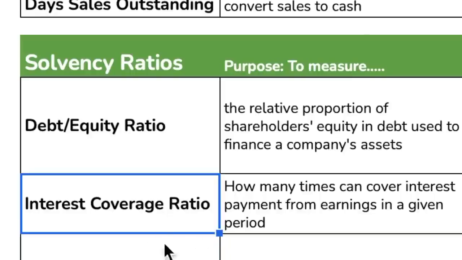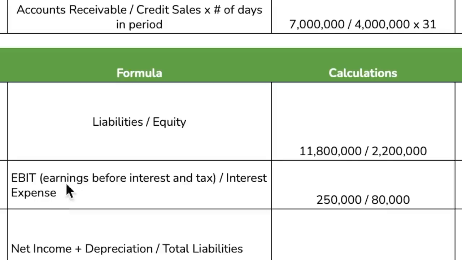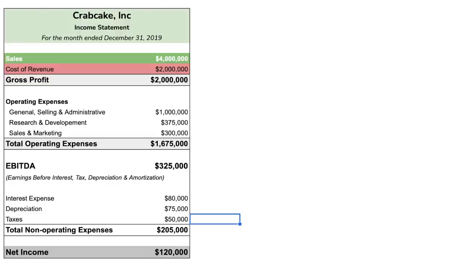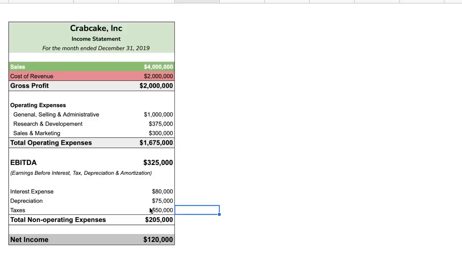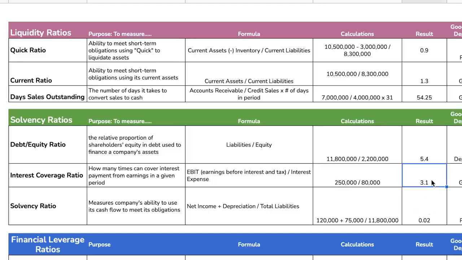The other financial metric to look at here is the servicing of the loan itself, which is the interest coverage ratio. This measures how many times a company can cover the interest payment from earnings in a given period. Basically you take the earnings, or EBIT, earnings before interest and tax, divided by the interest expense. In this case it's 250,000, which we can get from the income statement. EBIT of 250,000 divided by 80,000, which is the interest expense, again from the income statement, and the result is 3.1.